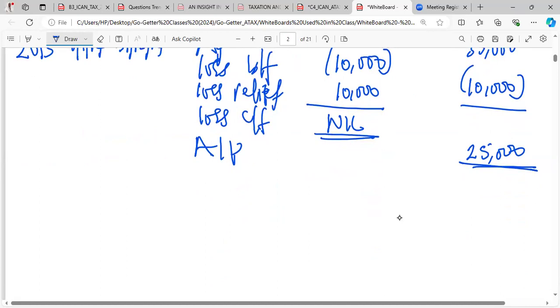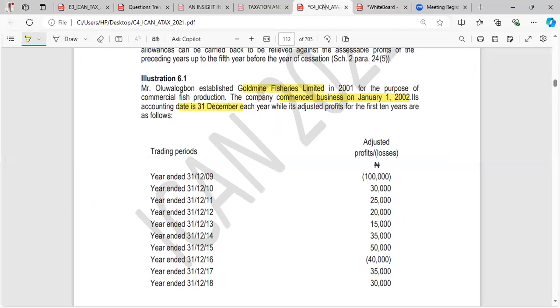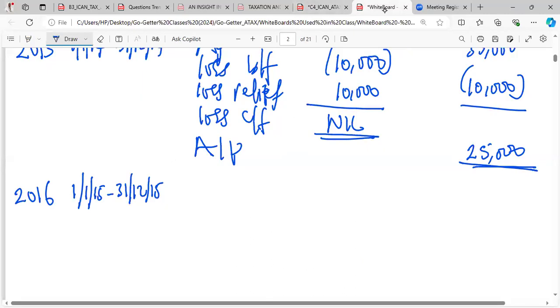We'll go to 2016. So this is 2016. So that should be from January 1, 2015 to 31st December 2015. We have 50,000 as our accessible profit. So we have accessible profit 50,000. Of course, there is no loss to be carried. So that's it. We go to 2017.